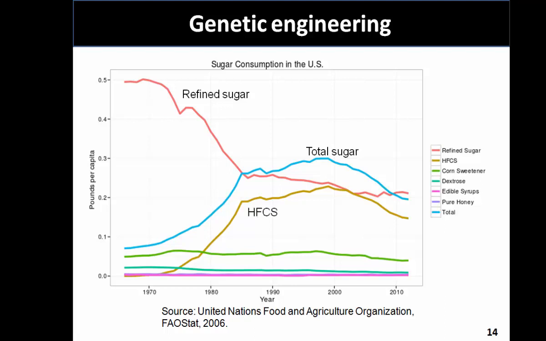Paralleling that total sugar consumption increase is the increase in the per capita consumption of a product that appeared in the early 1970s in the United States, referred to as high fructose corn syrup.